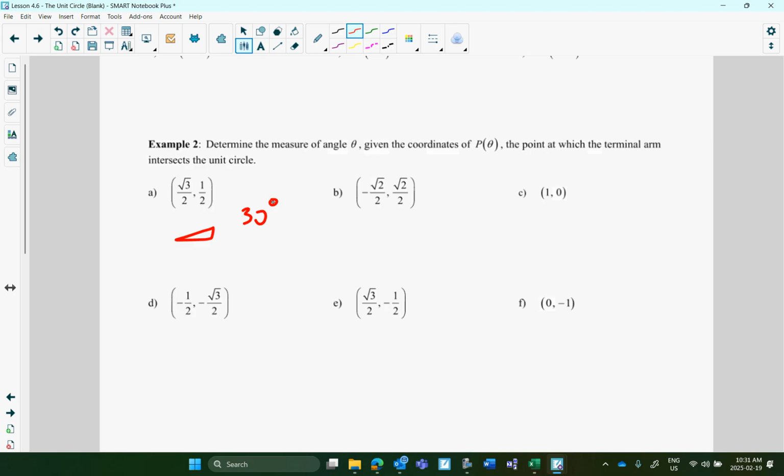This one, values are the same, so it's the family of 45. But it's not in quadrant 1. It's in quadrant 2. So how do we get that one in quadrant 2 and we know it's related to 45? 180 minus 45, which gives us 135.